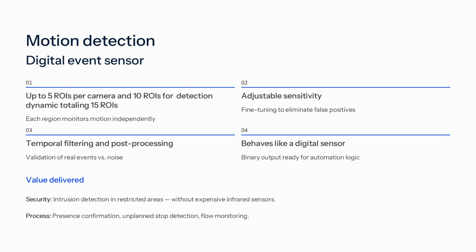VIMAM also acts as a digital event sensor. Each region monitors movement independently, with adjustable sensitivity and temporal filters. Imagine a camera monitoring a restricted area of a specific machine, even for occupational safety and control. It detects the absence or presence of people in restricted areas. It detects the use or non-use of personal protective equipment. All these events are validated to eliminate false positives and behave like digital signals, ready for automation.